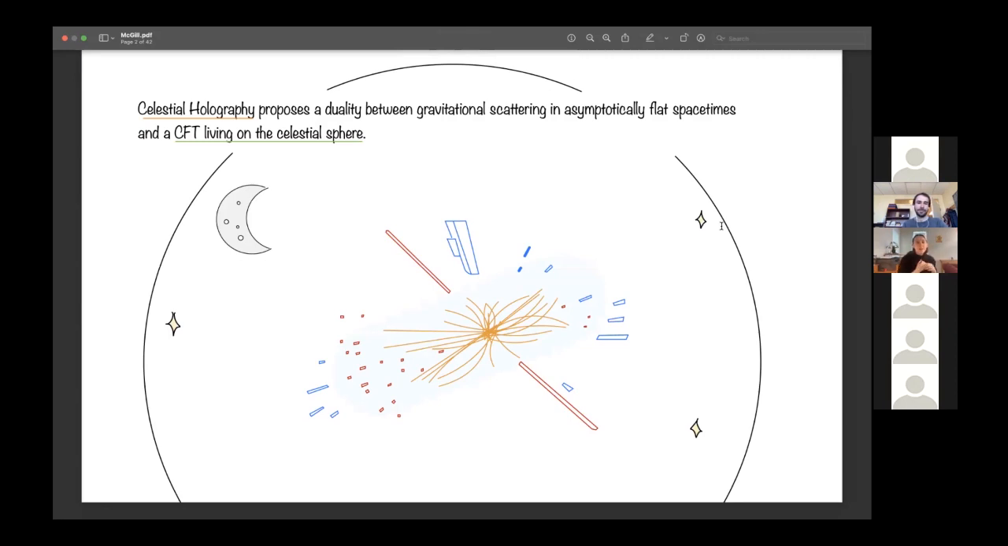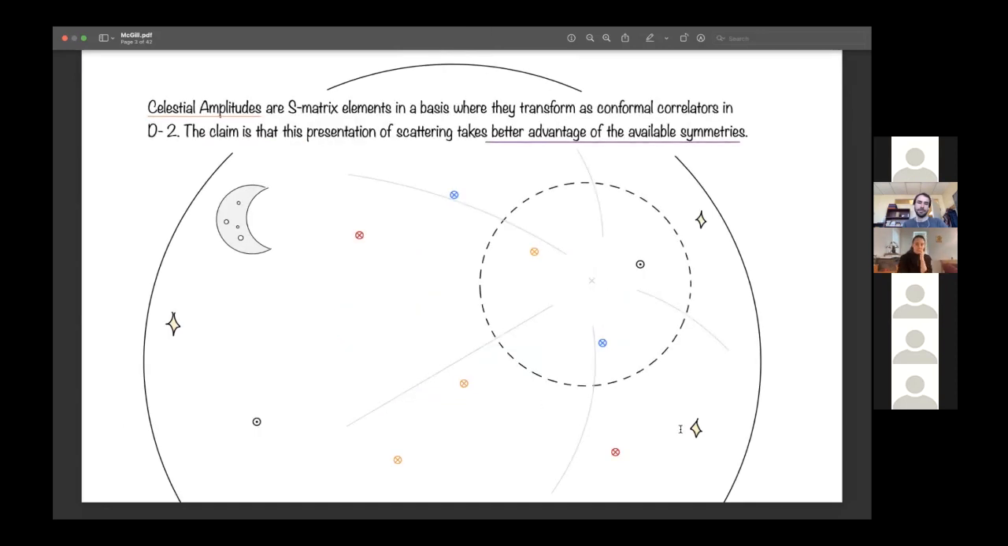Basically, celestial holography proposes a duality between gravitational scattering, or the S matrix with gravity in asymptotically flat space-times, and a conformal field theory living on the celestial sphere. Whenever I use the word celestial amplitudes, I'm just talking about S matrix elements in a basis where they transform as correlators in D-2.